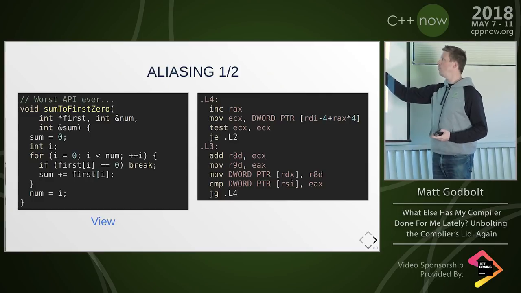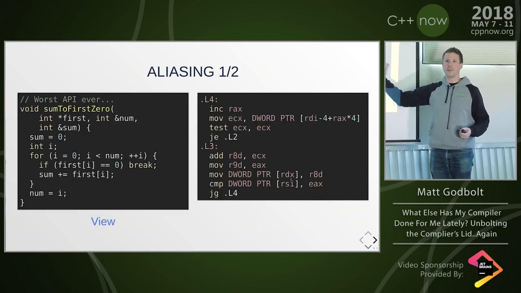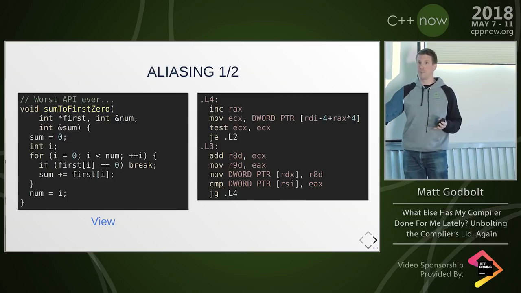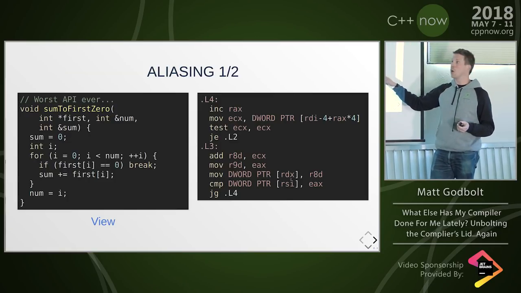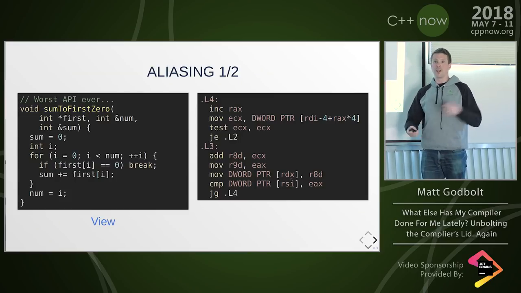Yes. So anyway, we've got num, and we've got this sum thing, and so here what's happening is that instead of keeping all of the intermediate values in this loop in registers and then at the end flushing them out to memory, we're having to update memory as we go, just in case we're modifying something that we're then going to read back later on.